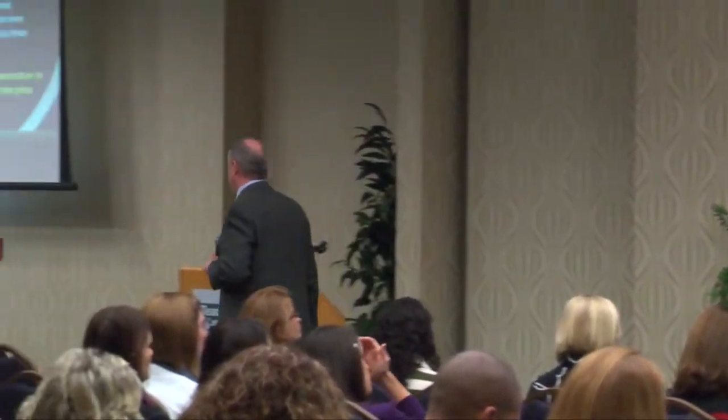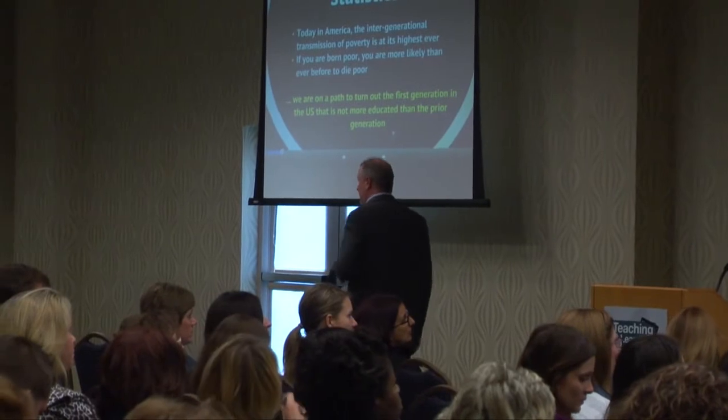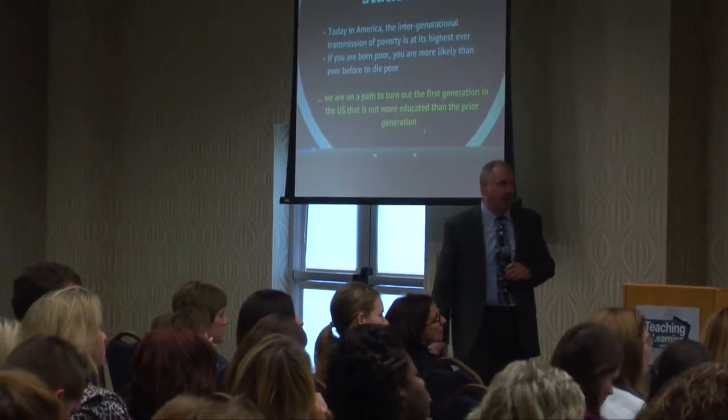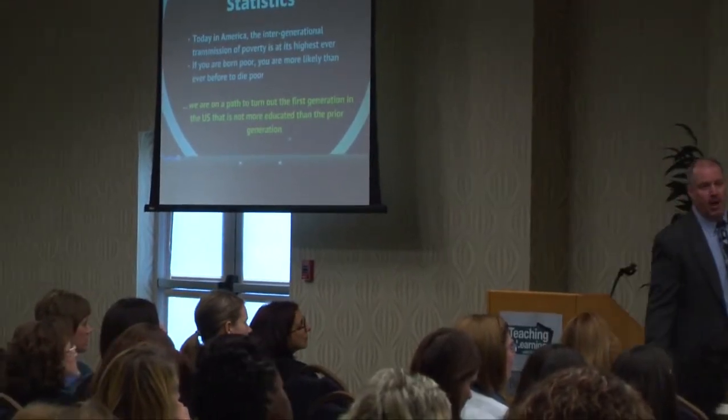Now, of course, the bigger question is, are we succeeding? And unfortunately, there are some sobering statistics that say we could be doing a better job. Today in America, the intergenerational transmission of poverty is at its highest ever. If you're born poor in this country, you're more likely than ever before to die poor. And we're on a path to turn out the first generation in the U.S. that is not more educated than the prior generation, which is pretty shocking.